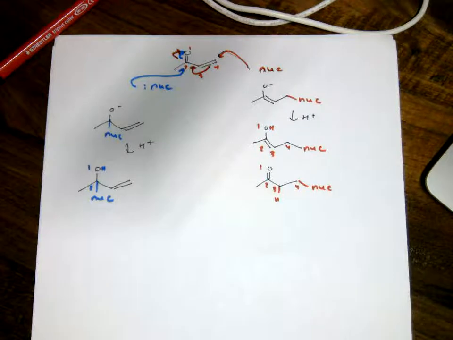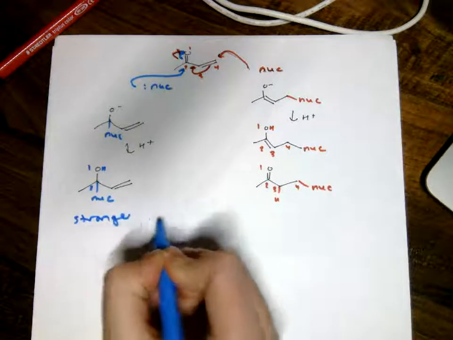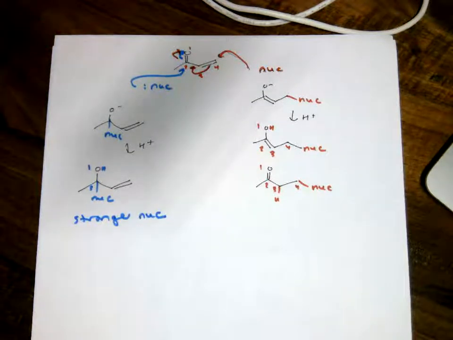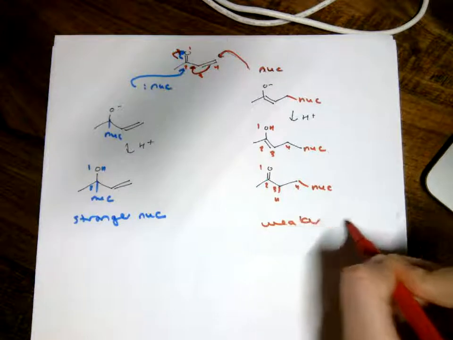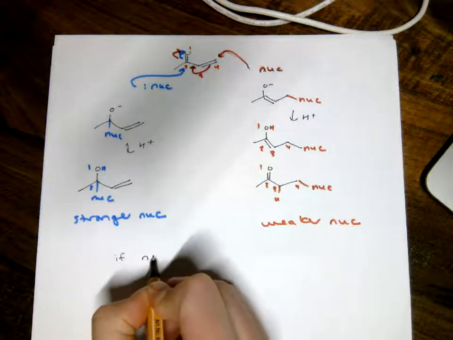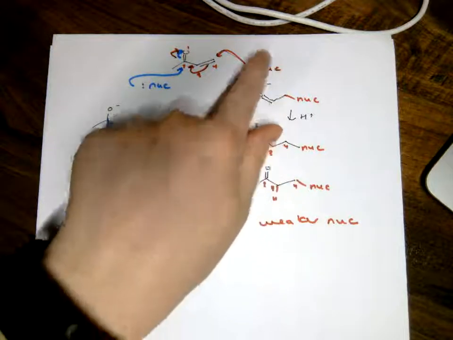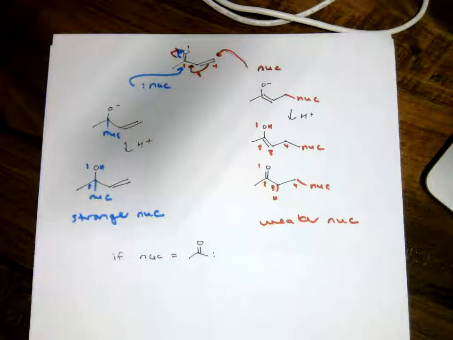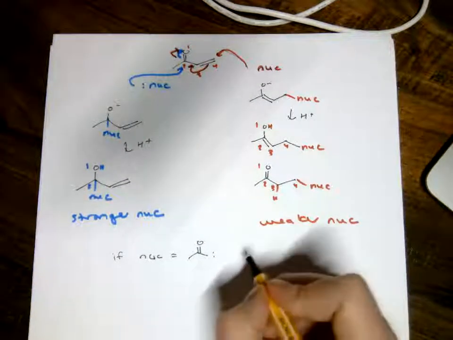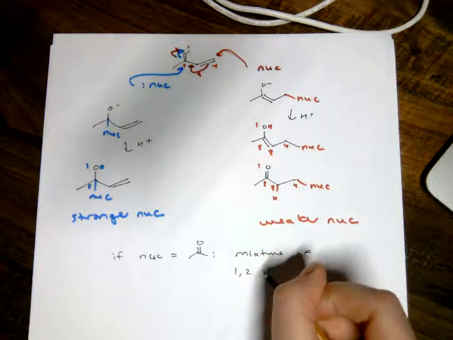Stronger nucleophiles tend to favor 1,2, and weaker nucleophiles tend to favor 1,4. If you have an enolate that's attacking, so if your nucleophile is an enolate, like with Aldol and Claisen type condensations, it actually gives you a mixture of 1,2 and 1,4.